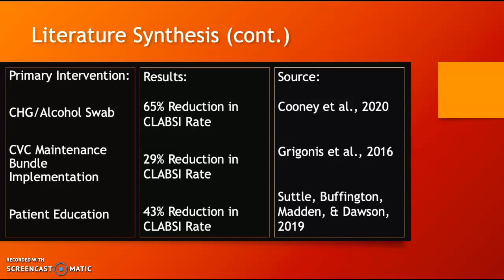And then Settle et al. implemented increased patient education and empowering patients to hold their caregivers accountable, which reduced CLABSIs by 43%. So some differences and similarities amongst these authors. As you can see, there's 3 different interventions that each set of authors implemented. Each set of authors also share a similarity in that the CLABSI rate was reduced based on the intervention implemented.